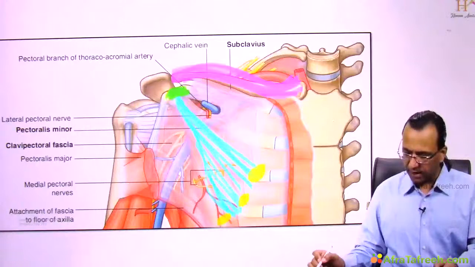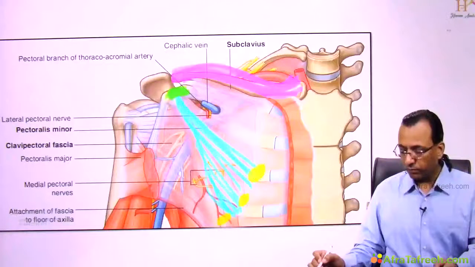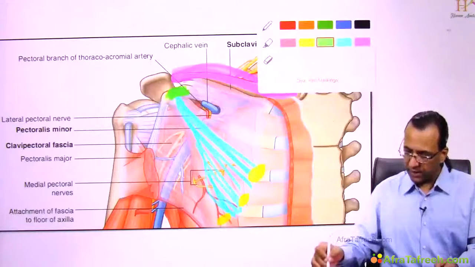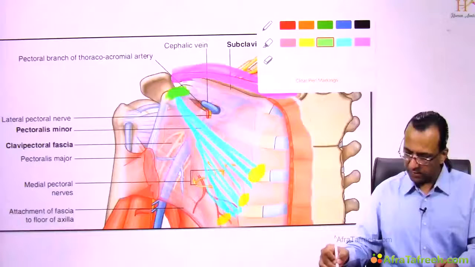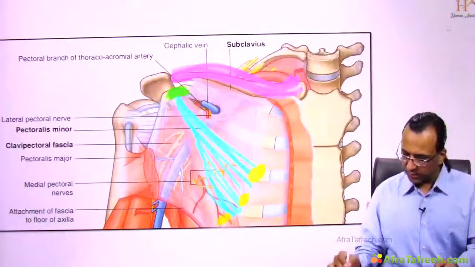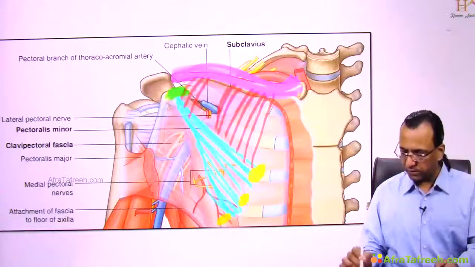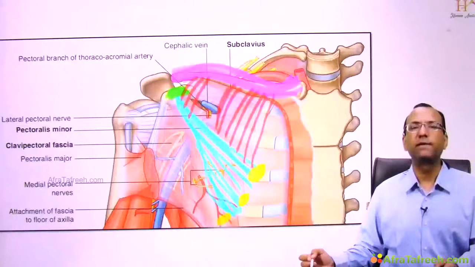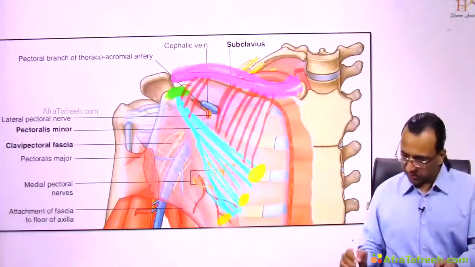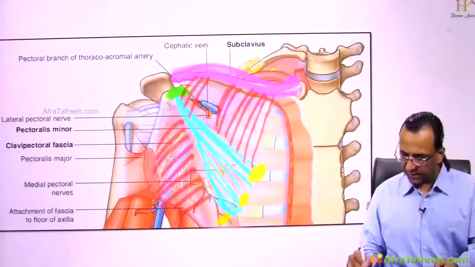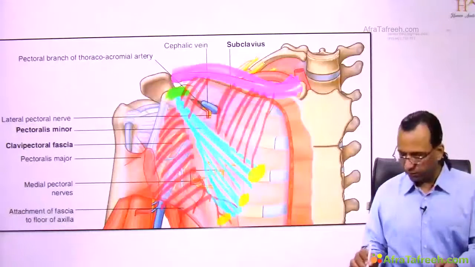And this pectoralis minor muscle, between the clavicle and the pectoralis minor muscle, is a fascia, and that fascia we are talking about here is called the clavipectoral fascia. Now this clavipectoral fascia, which is between the clavicle bone and the pectoralis minor muscle, is also continuing downward towards the floor of the axilla. It will actually fuse with the floor of the axilla.